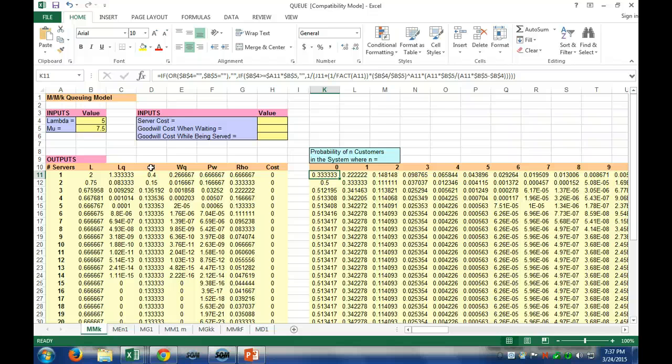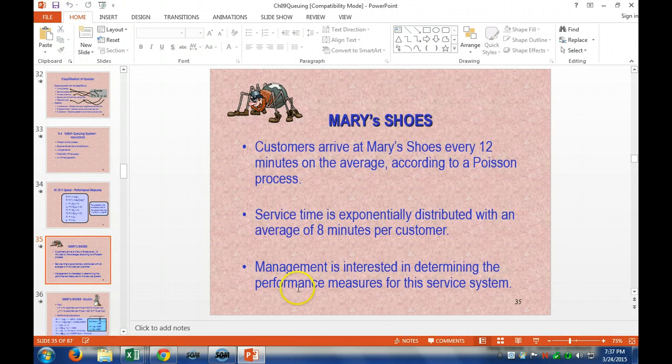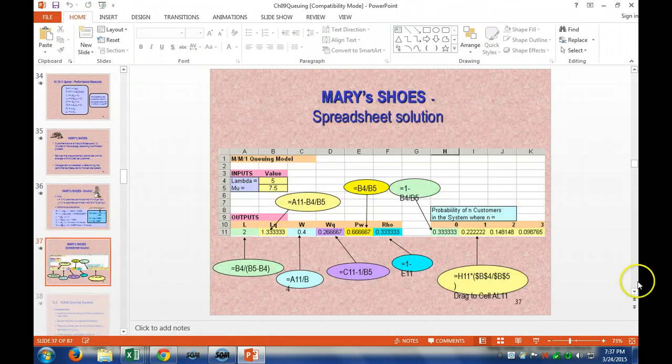Okay, so let's look at a couple others. Okay, these are some other characteristics.